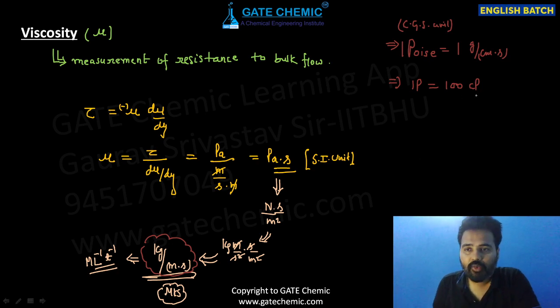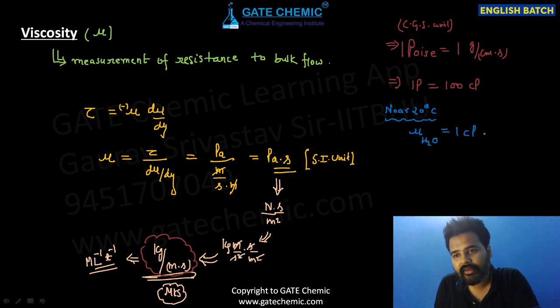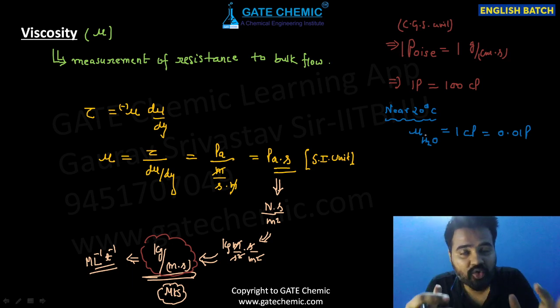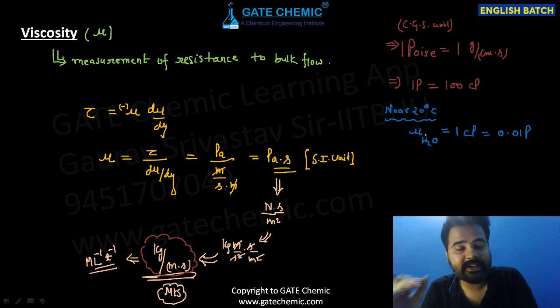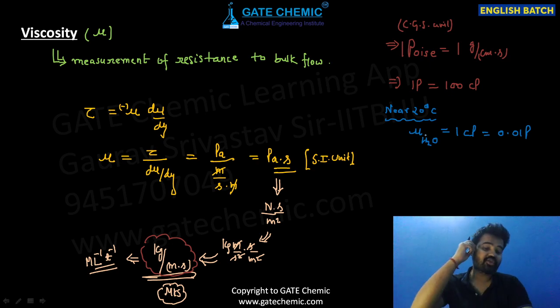Now, what is centipoise and why do we need to define CP? Because near 20 degrees Celsius, the viscosity of water is 1 CP, or you can say 0.01 poise. So in this manner, if you define any fluid's viscosity in terms of centipoise, that means if a fluid has 2 CP, it is 2 times more viscous than water. So you can compare the viscosity of other fluids with the viscosity of water, because the viscosity of water at nearby 20 degrees Celsius is 1 CP. I hope every student is crystal clear.